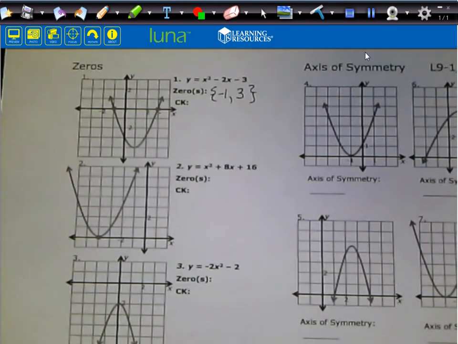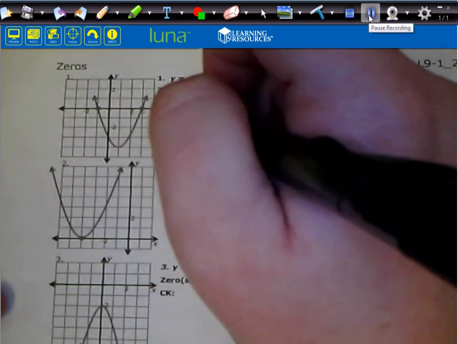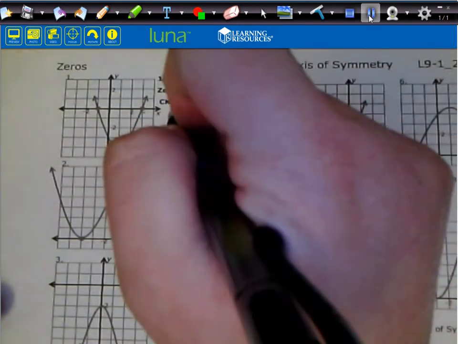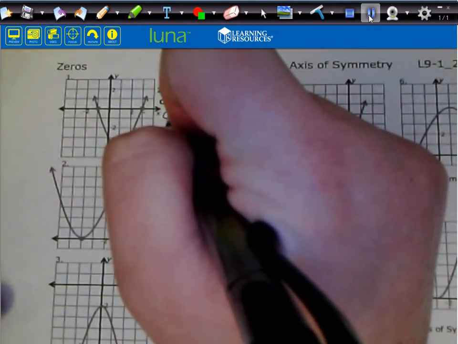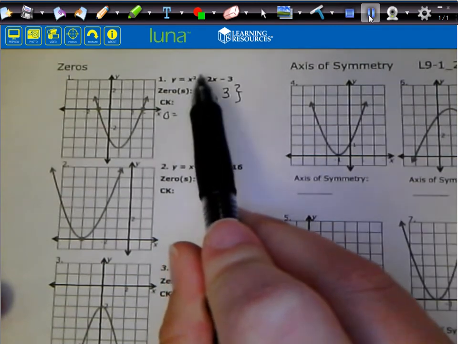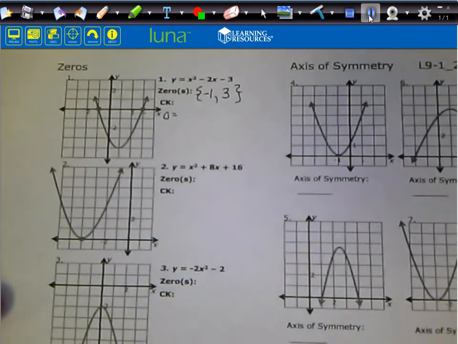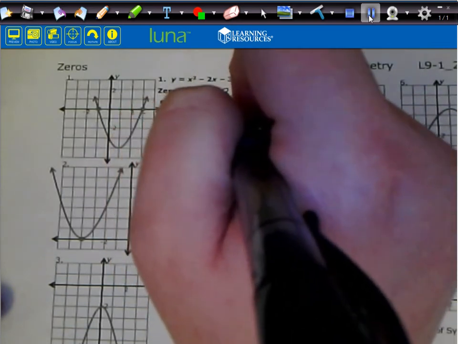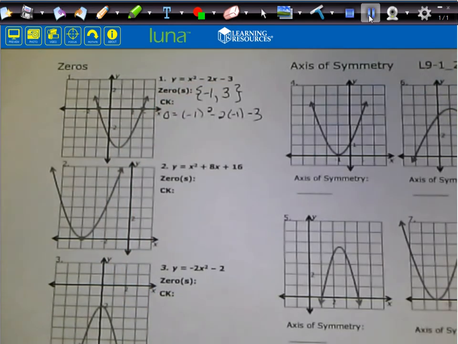Now we want to check this, because again, it's called zeros because when I plug in -1 for x, I should get out 0, and when I plug in 3 for x, I should get 0. So let's see if that actually happens. So it's y equals x squared minus 2x minus 3. It should equal 0, so my y is 0. Everywhere I see an x, I'm going to plug in a -1 first. Anytime I plug in numbers, I have parentheses, so (-1) squared minus 2 times (-1) minus 3.